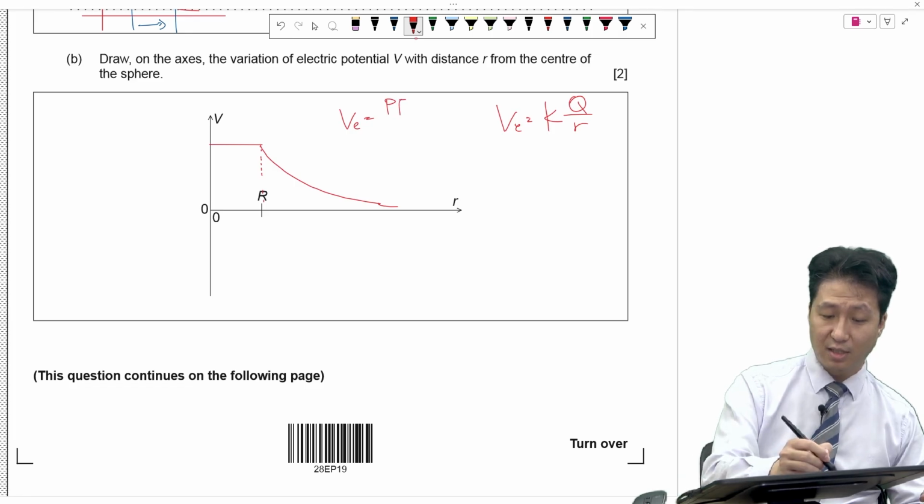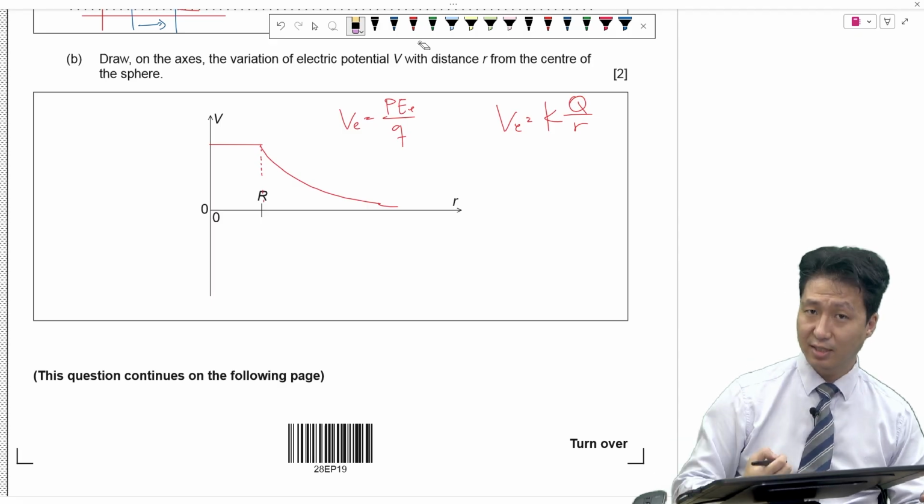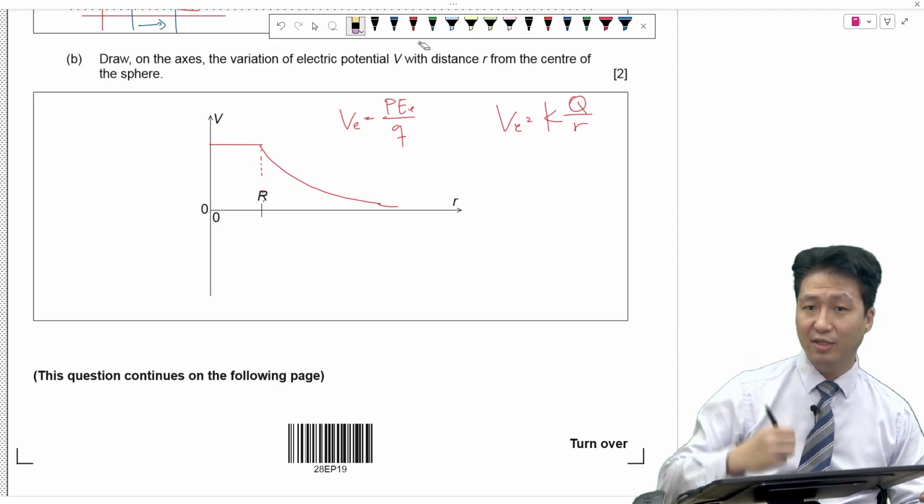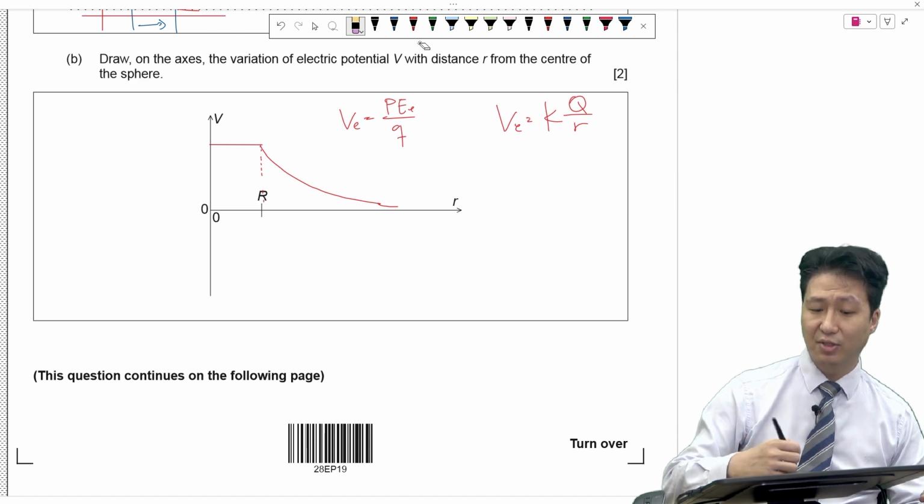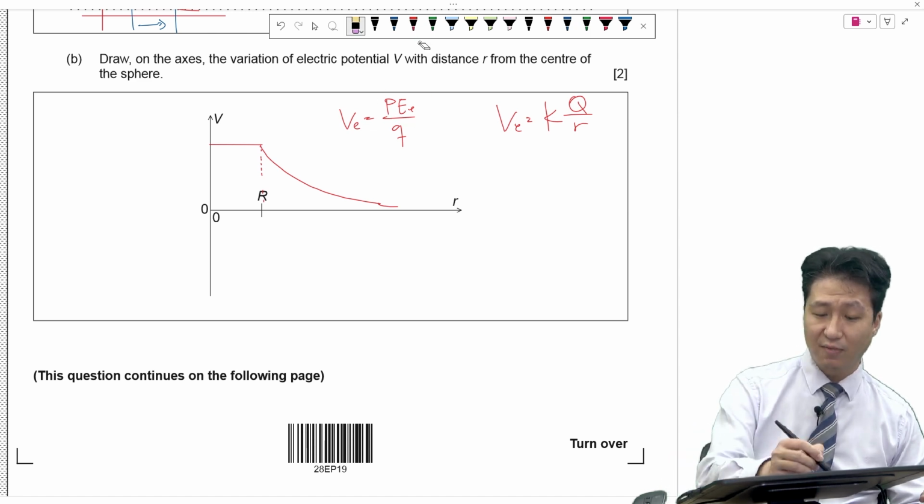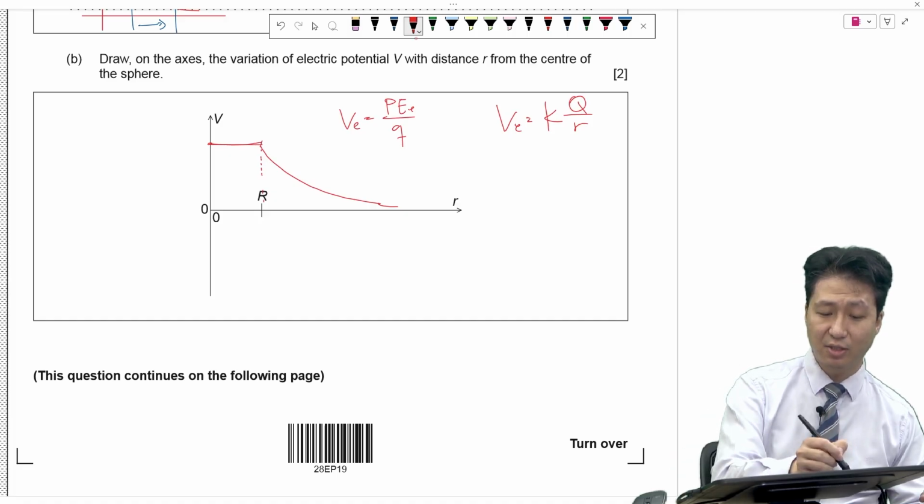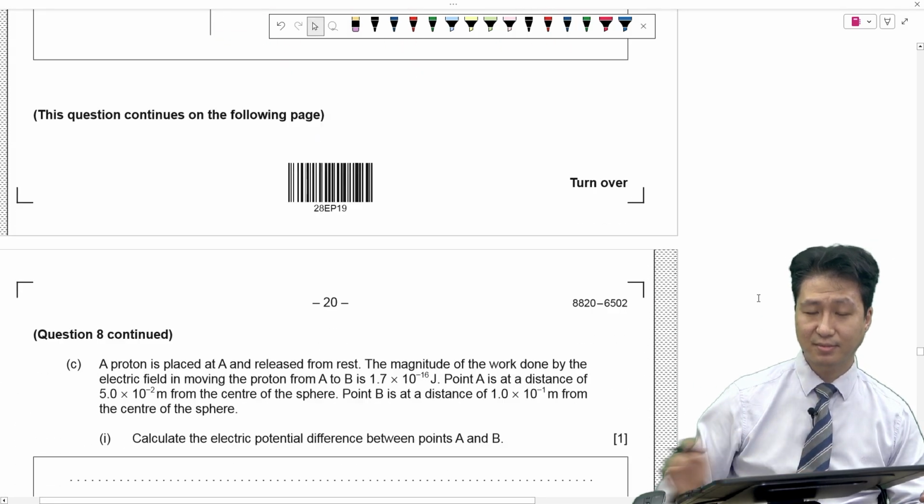Recall that the electrical potential is the electrical potential energy per unit charge. Inside of the sphere, there are no field lines. The field is equal to 0. The force is 0. If the force is 0, the work done is 0, which means the energy cannot change anymore. If the energy does not change inside, it has the same value. Therefore, the potential also is constant and the same value.